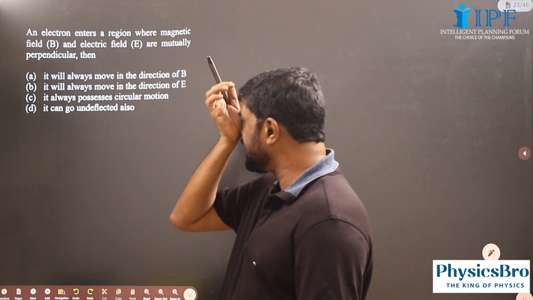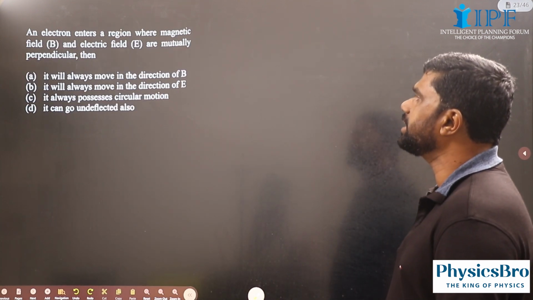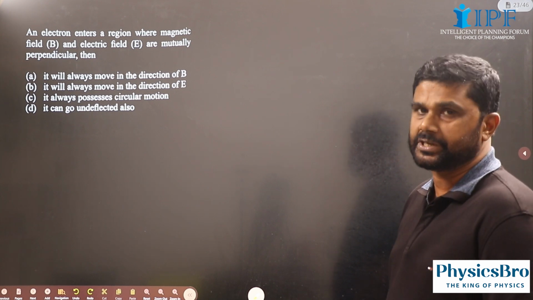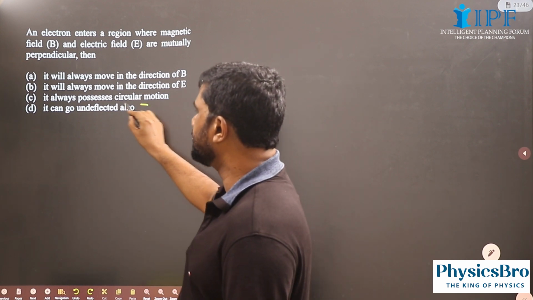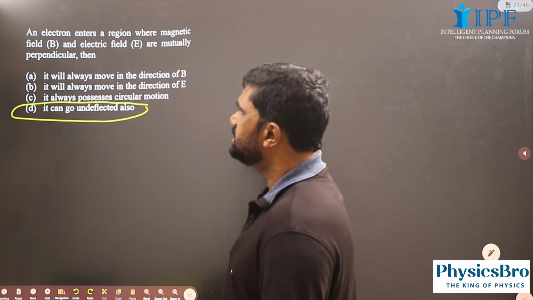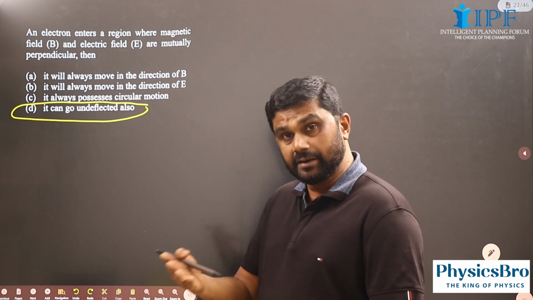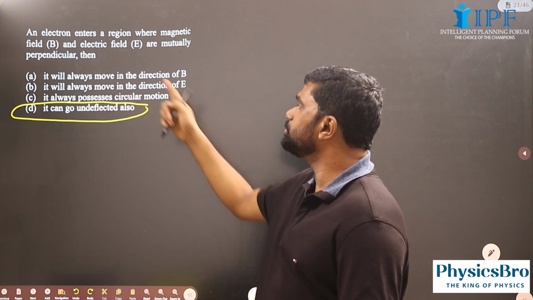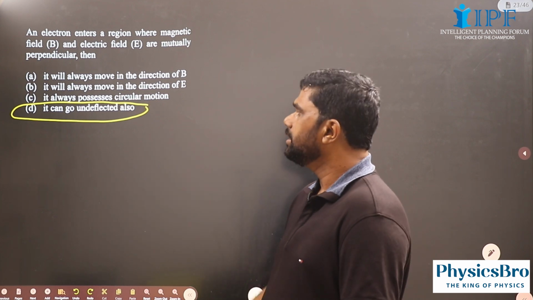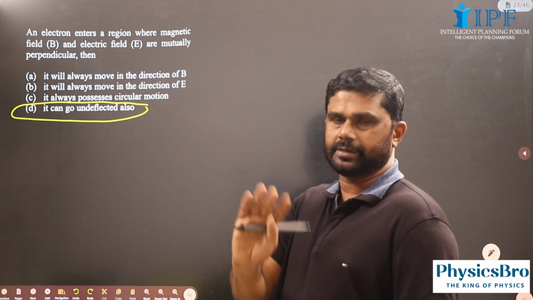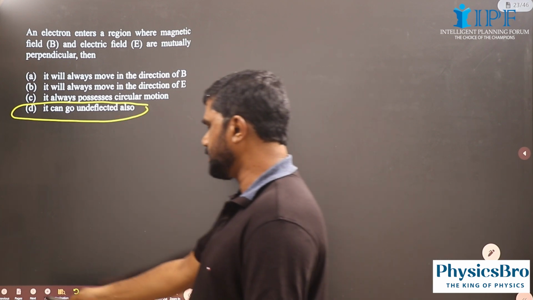Okay. Now let's see. An electron enters a region where magnetic field capital B and electric field capital E are mutually perpendicular. Okay, so it can go undeflected. See, it will always move in the direction of B. That is wrong. It can move in the direction of B. It will always move in the direction of E. That's wrong. It can move in the direction of E. It always possesses circular motion. Need not be, but this is true. It can go undeflected also, right?